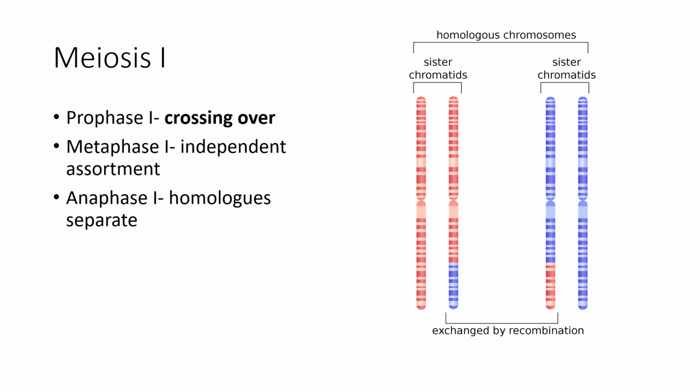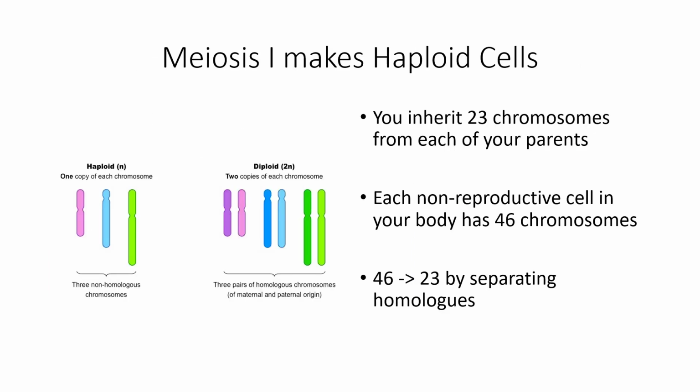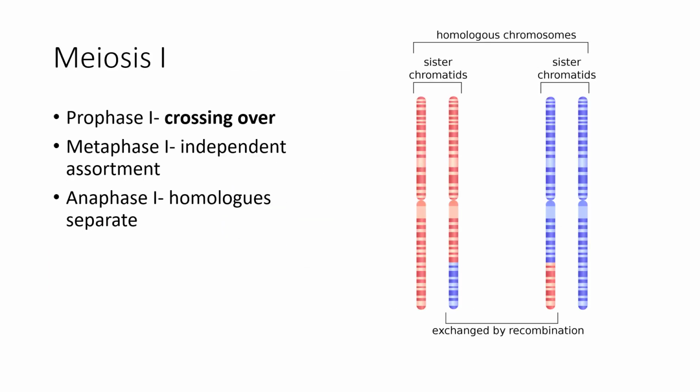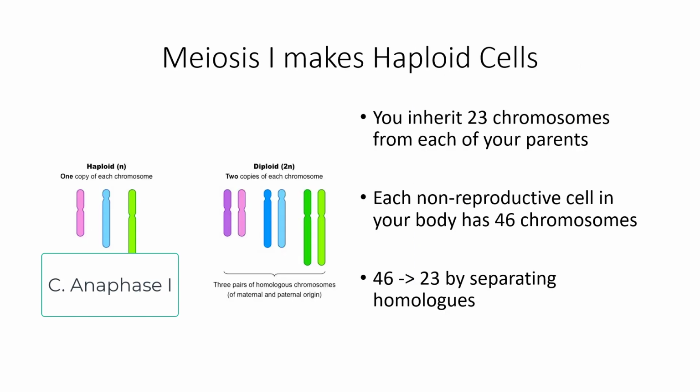This crossing over creates new combinations of alleles and occurs during prophase 1 of meiosis. During metaphase 1, we have something called independent assortment, where the homologous chromosomes line up on the metaphase plate. During anaphase 1, these homologous chromosomes will separate. So let's look over here.